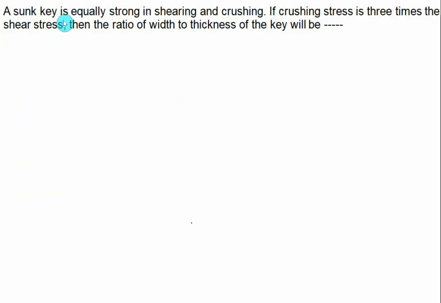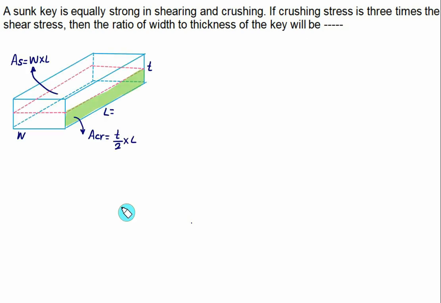A sunk key is equally strong in shearing and crushing. If the crushing stress is 3 times the shear stress, you have to find out the ratio of the width to thickness of the key. We are interested in the ratio of the width to thickness. We have to consider a rectangular cross section. So we'll consider a rectangular key of width W, thickness T, length L. So this green area represents the crushing area T by 2 multiplied by L, and this dotted line represents the shear area, that will be the width W multiplied by L.